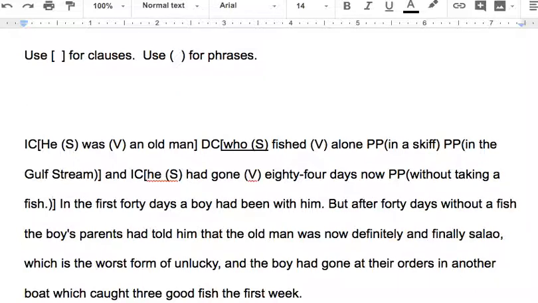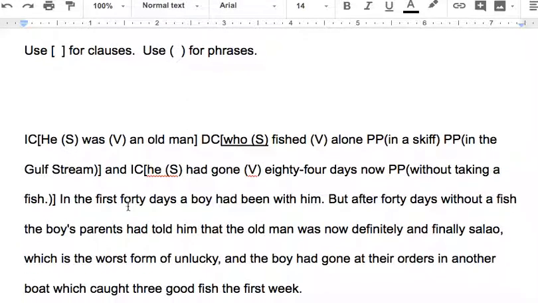And now we've dissected that whole sentence, so it's an IC, DC, followed by prepositional phrases, connected with a coordinating conjunction. We find another IC, a PP, and that's the end.